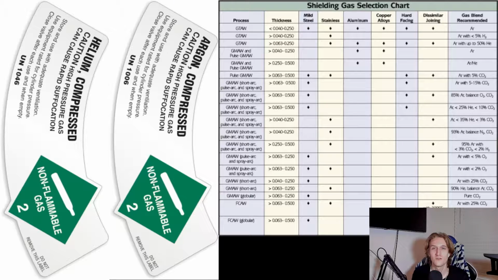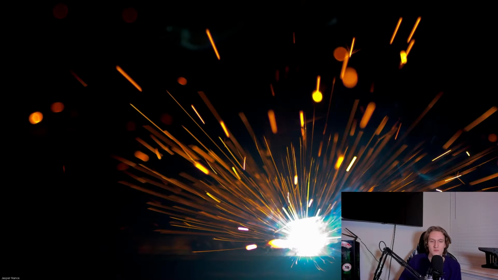As you can see on the shielding gas selection chart, we use these different types of shielding gas depending on the thickness and the type of material we are working with. This is what happens when you use no shielding gas while TIG welding.